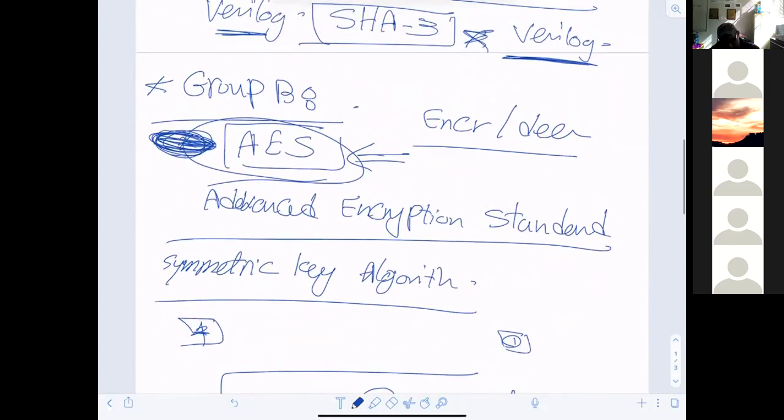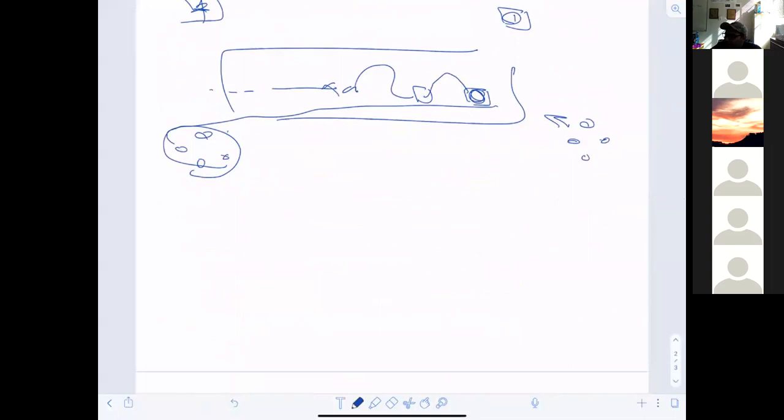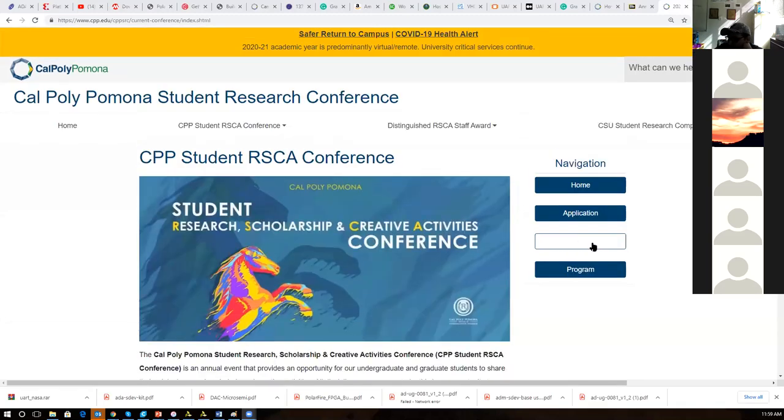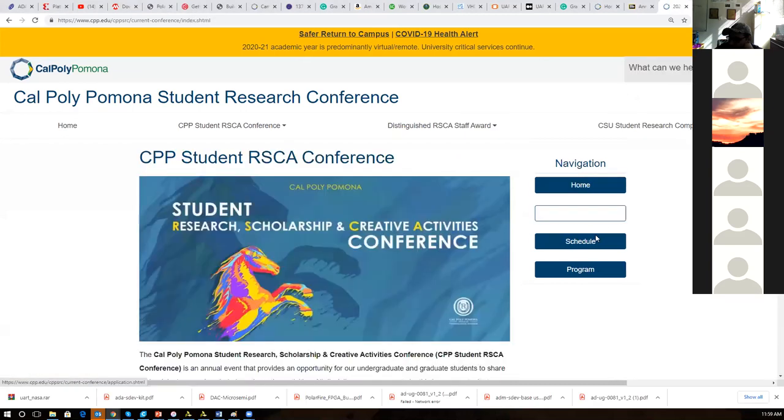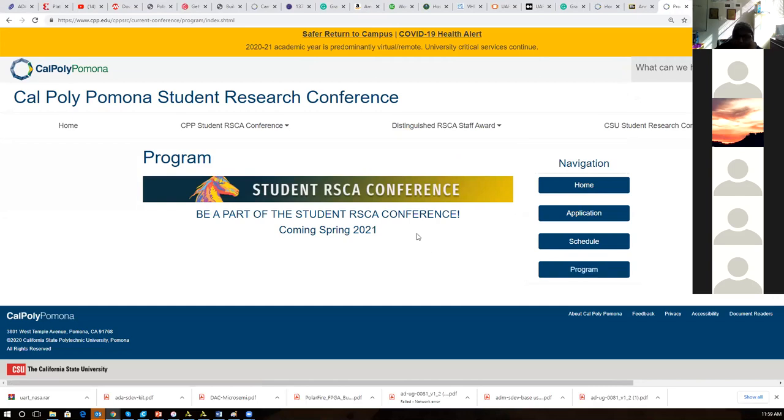It's because the RSCA have their own deadlines. That's why. I can show you. Google RISC 2021. And then share screen. Where's the deadline? Schedule, application, program. So normally they open it in December, which is the time frame when we're going to finish the course, right? Make sense? Yeah, correct. Thank you. You are welcome. So stop sharing now.